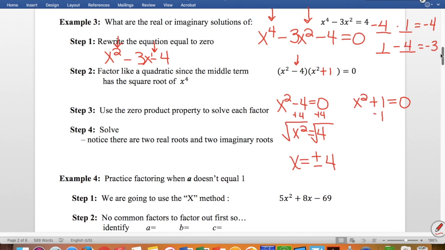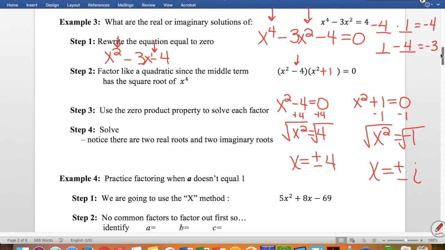On this side, I'm going to subtract 1 from both sides. And I'm going to get x squared equals negative 1. I'm going to take the square root. And I'm going to get x equals, well, the square root of negative 1, if you remember, is positive or negative i. Plus or minus i.